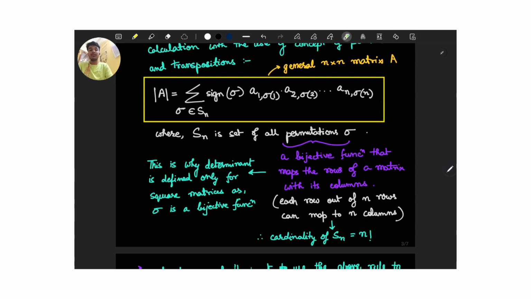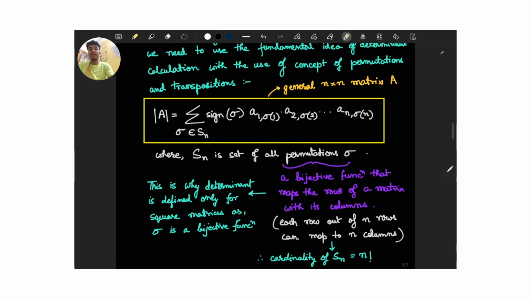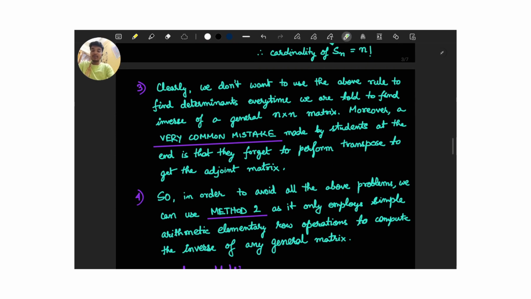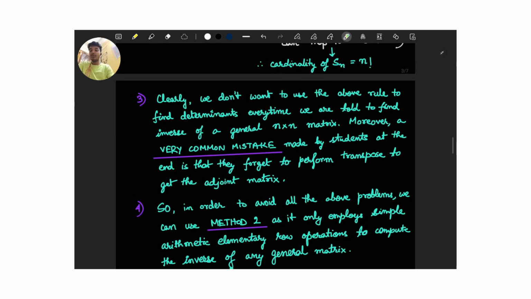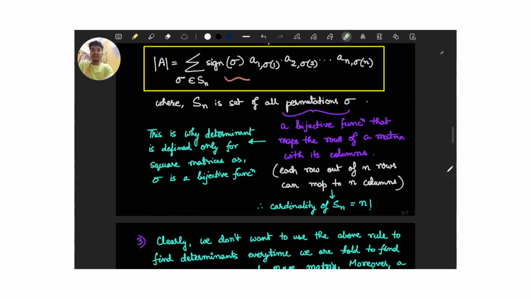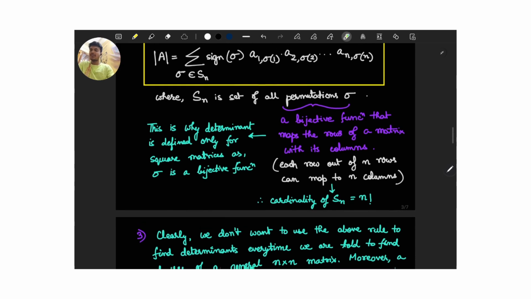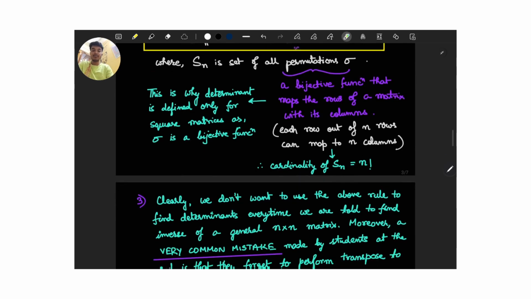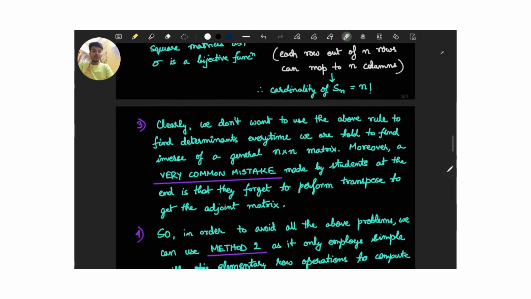It comes from the fundamental concept of permutations and transpositions that you will probably learn in your college first year. So the third point is, clearly we don't want to use the above rule to find determinants every time we are told to find the inverse of a general n cross n matrix. You can see even this formula is so big. How can you sum n factorial terms? There will be n factorial possible terms here for an n cross n matrix. It's a very tiresome process, right? So you won't be able to do that.